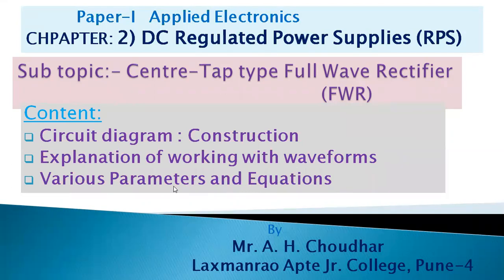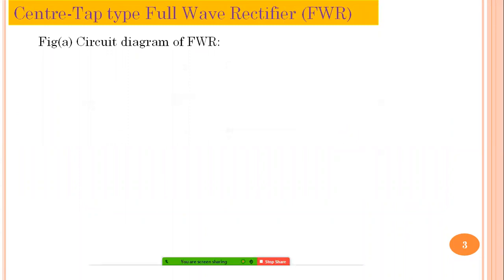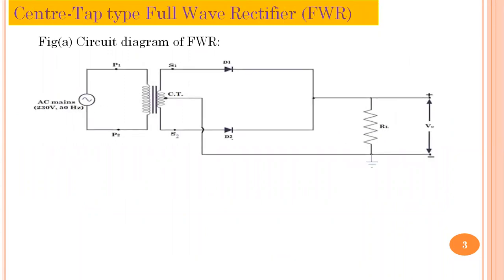We will again list out the important parameters with their definitions as well as equations for the full wave rectifier circuit. We shall begin with the first content, the construction diagram for the full wave rectifier. If you observe the circuit diagram carefully, unlike the transformer used in the previous half wave rectifier circuit, you'll find here primary terminals P1 and P2 are connected with the AC main supply.